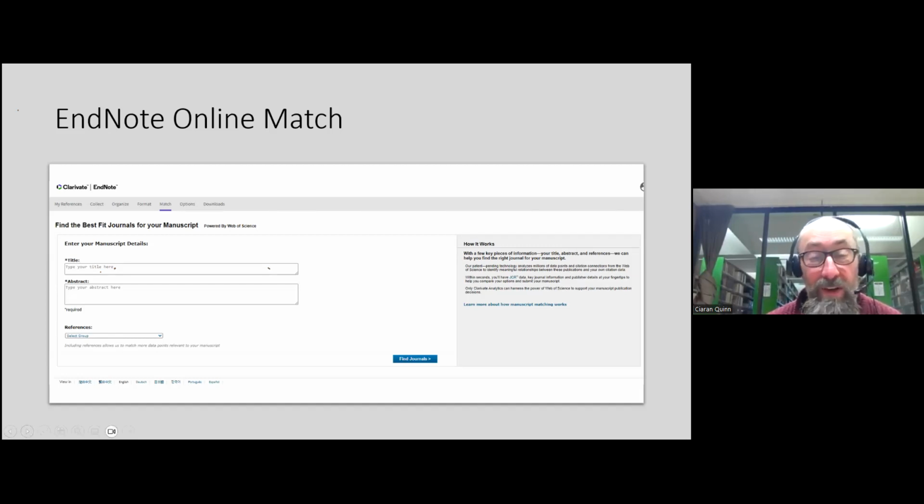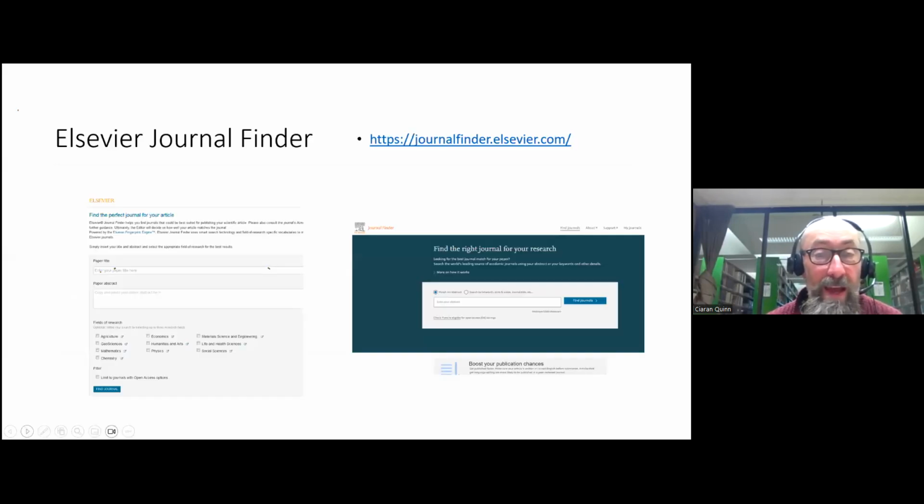EndNote is owned by Clarivate, formerly known as Thomson Reuters, so obviously that might be a bit of a bias there. Elsevier Journal Finder, and obviously they're connected with Scopus, ScienceDirect, SciVal, and so on. Find the right journal for your research.